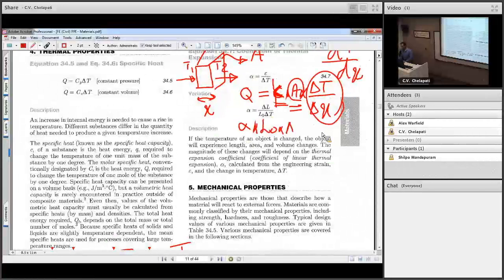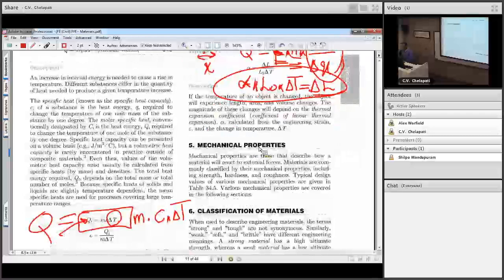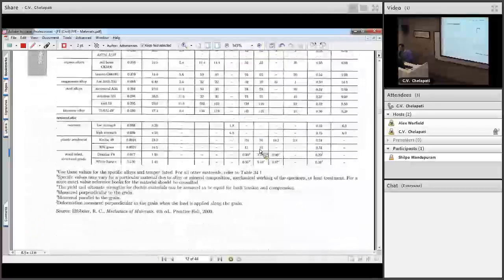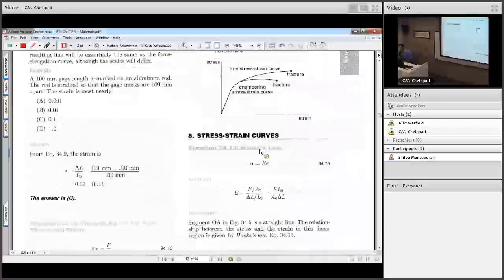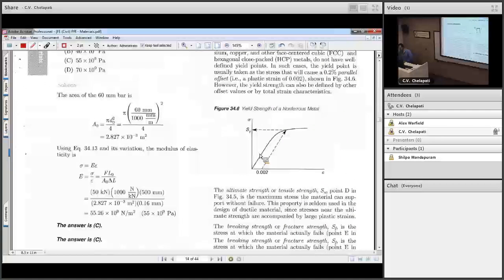The other thermal property is thermal conductivity, which I have in my lecture slide. I'm going to elaborate more. But thermal conductivity is if you have a material, this side is T1 and this side is T2.